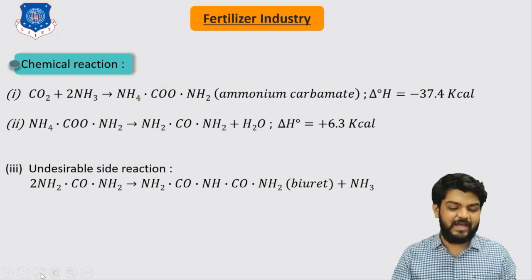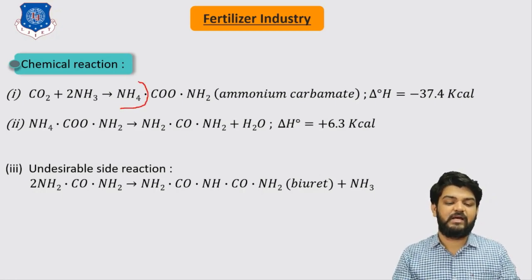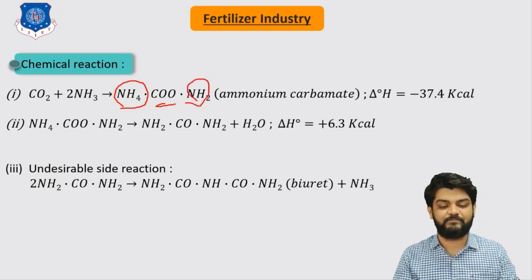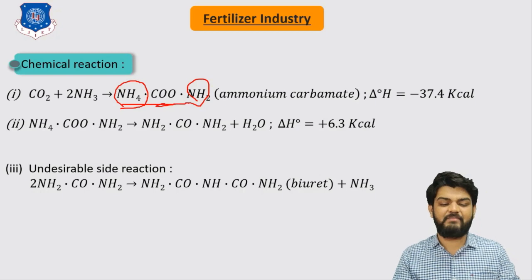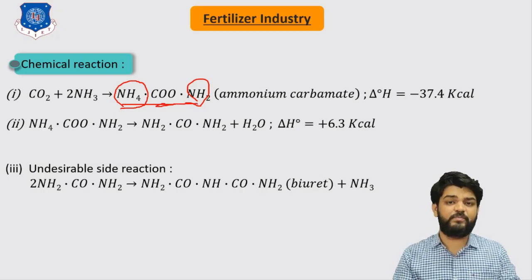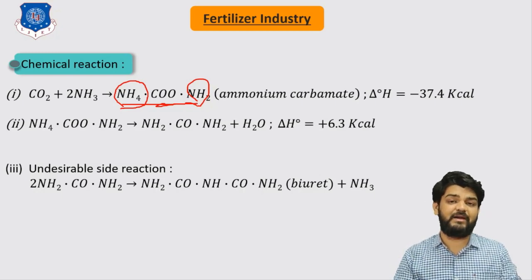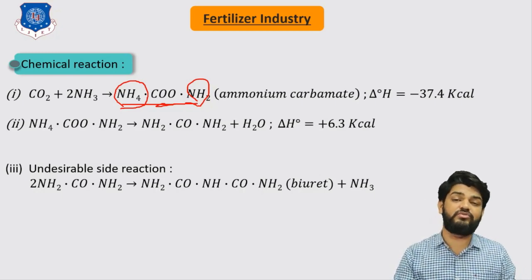Let me just take a pen here. You can see that this ammonium carbamate has NH4 attached with the COO, right? And on the other side, it has an ammonia group as this. So this ammonium carbamate is not your urea, and we do not want to produce this ammonium carbamate. So we further react this ammonium carbamate and decompose it in order to produce urea.